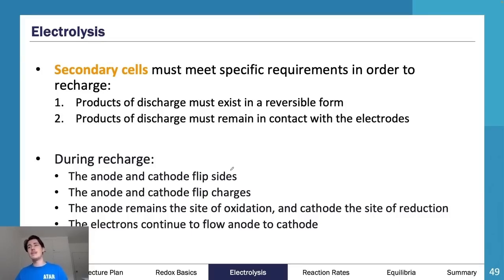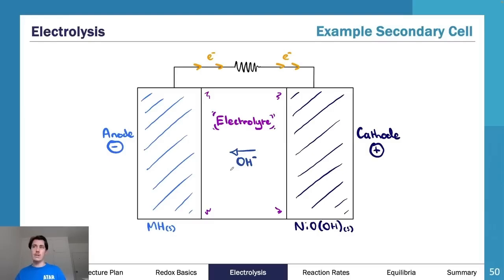The anode remains the side of oxidation, the cathode the side of reduction. The electrons continue to flow anode to cathode. So this is a really good way of doing this diagram. I drew this diagram out. It's very simple. I just drew some boxes and a little circuit. As you can see here, you've got your anode, you've got your cathode.